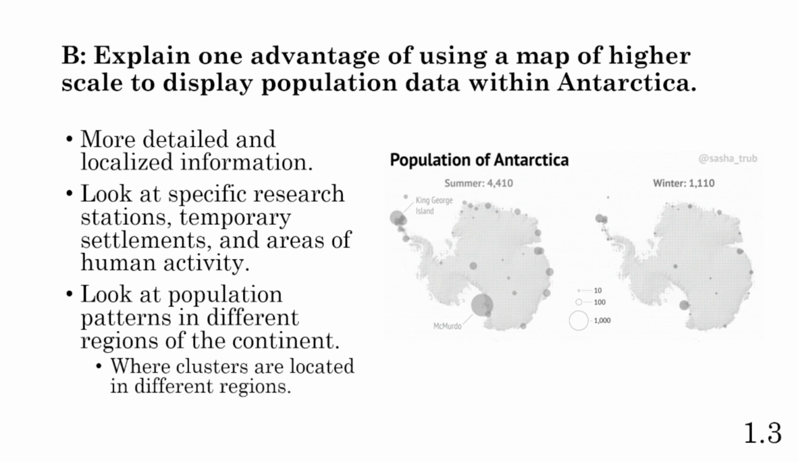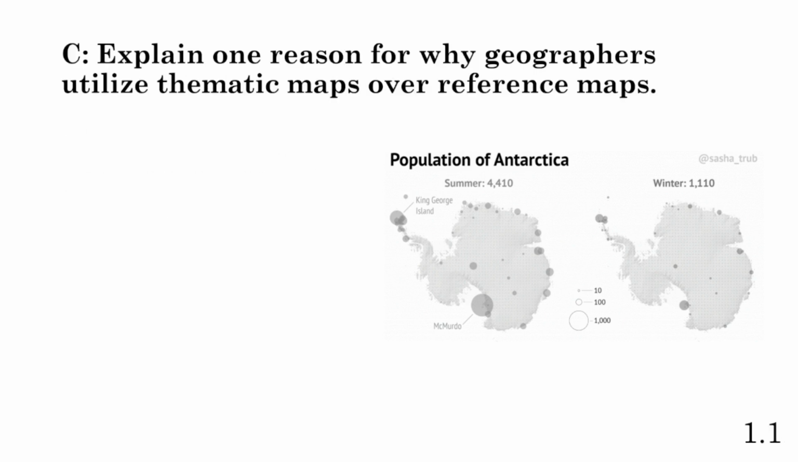So you could just say where clusters of population are located in different regions, or where dispersals of population are located in different regions. Regions is the key word there if you're doing something similar to bullet point C. Let's look at now part C. Explain one reason for why geographers would utilize thematic maps over reference maps.